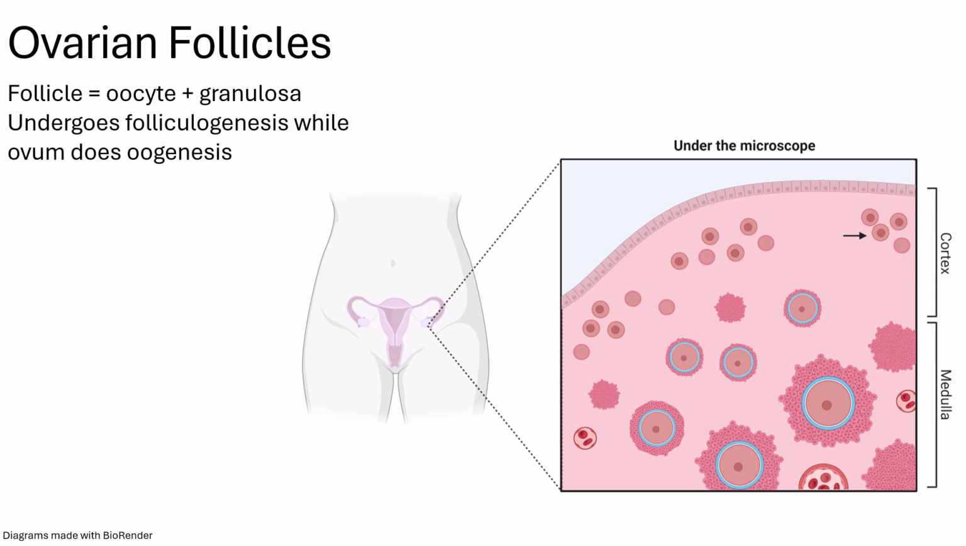At the same time, there are cells surrounding the ovum called granulosa cells that also grow. Together, the granulosa cells and the ovum form an ovarian follicle. These follicles grow along with the stages of oogenesis. The growth of a follicle, any follicle, not just ovarian, is called folliculogenesis. At any given time in an ovary, you can find follicles at all different stages of development, as shown here.